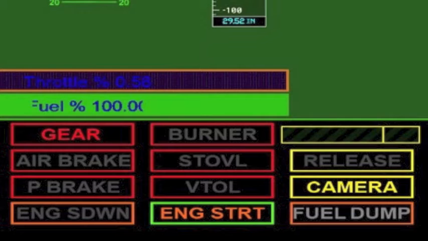First, you will see gear. When it is illuminated, that means your gears are down. When it is gray, that means your gears are up. Right below it is the air brake. Same goes for that, also with the parking brake.